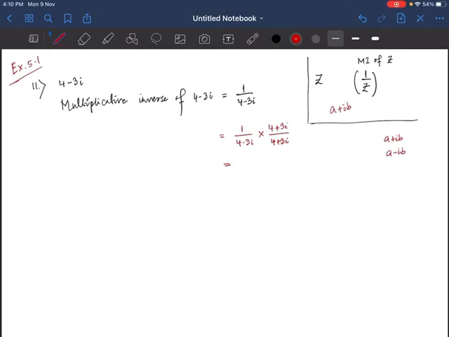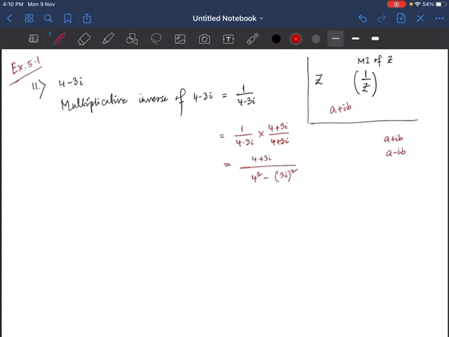In the denominator, we have done algebraic formulas, right? It is in the form of a plus b into a minus b. When I see that formula, I think of a square minus b square. So here a is 4, so I write 4 square minus 3i whole square. So a square minus b square. Then in the numerator I will just write 4 plus 3i, because it's multiplied with 1.